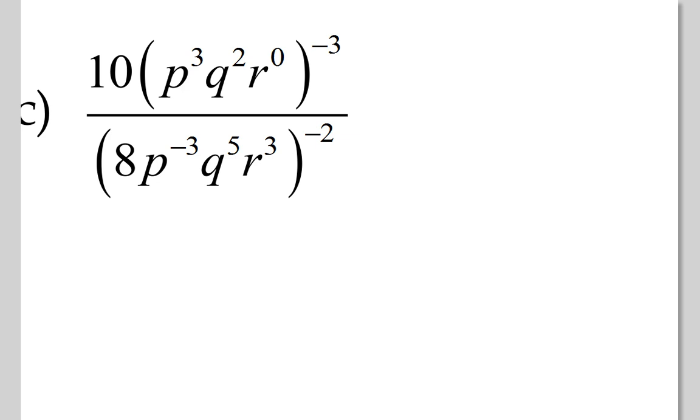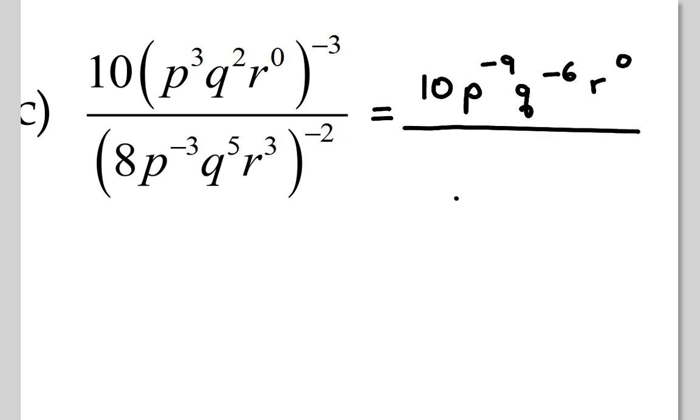Thanks. This minus 3 power is for this bracket only. Do you guys notice that? It's not on the 10. Okay, so I'm going to apply the power of a power on the numerator. This will be p to the minus 9. Q to the minus 6, r to the 0.